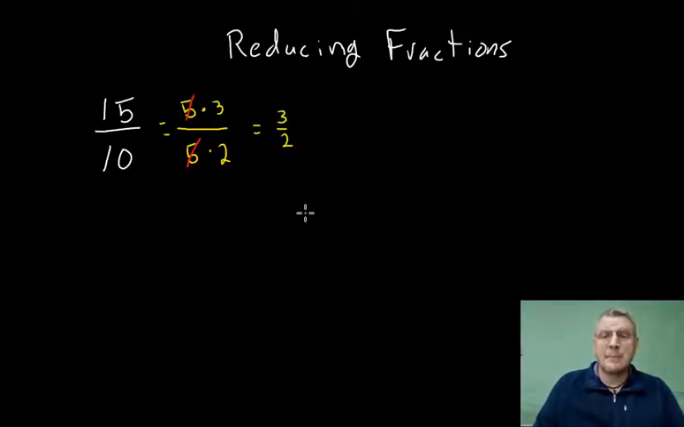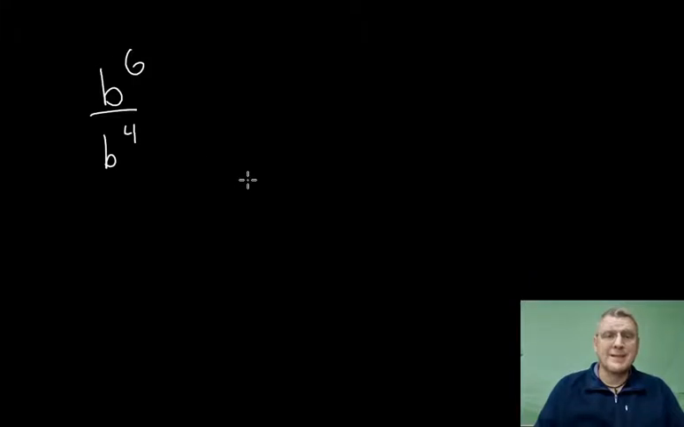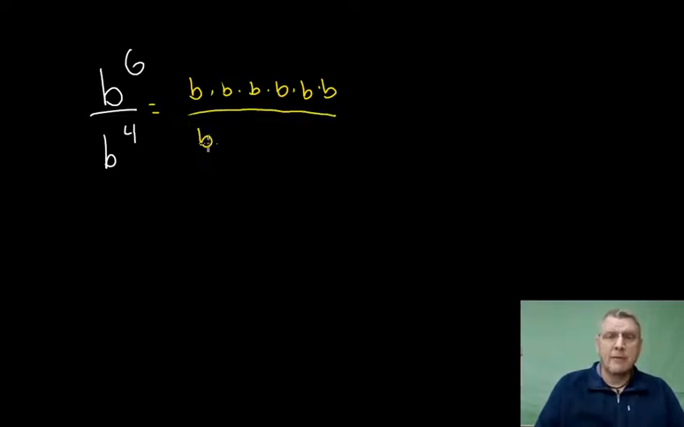So we're going to be doing the same thing when we divide exponents. As I look here, I have b to the 6th divided by b to the 4th. Now, what does that actually mean? Well, when I look at b to the 6th, I've got the letter b written down 6 times, and they're all being multiplied. And when I have b to the 4th, I also have b written down 4 times, and it's also being multiplied.